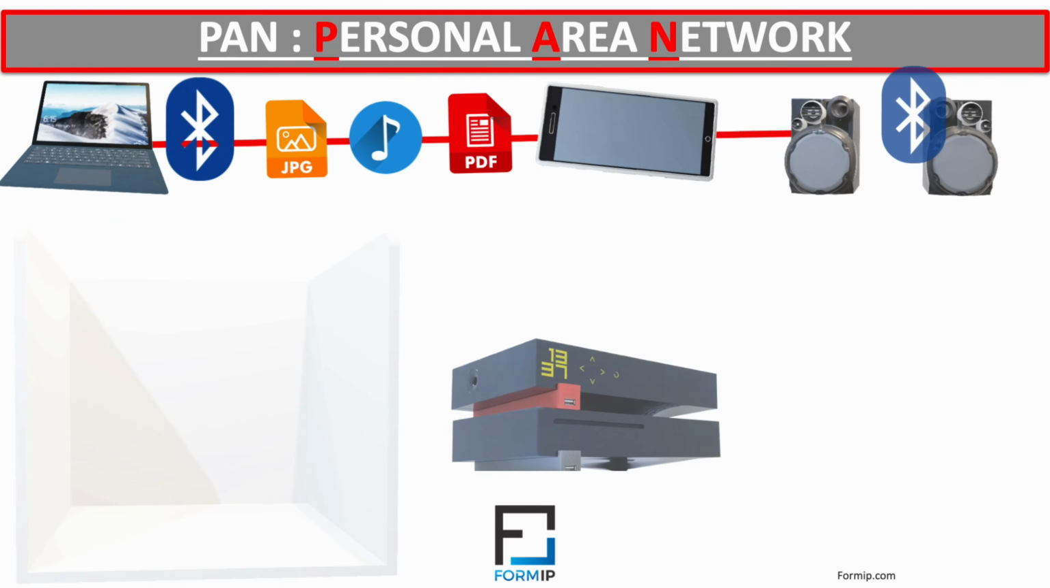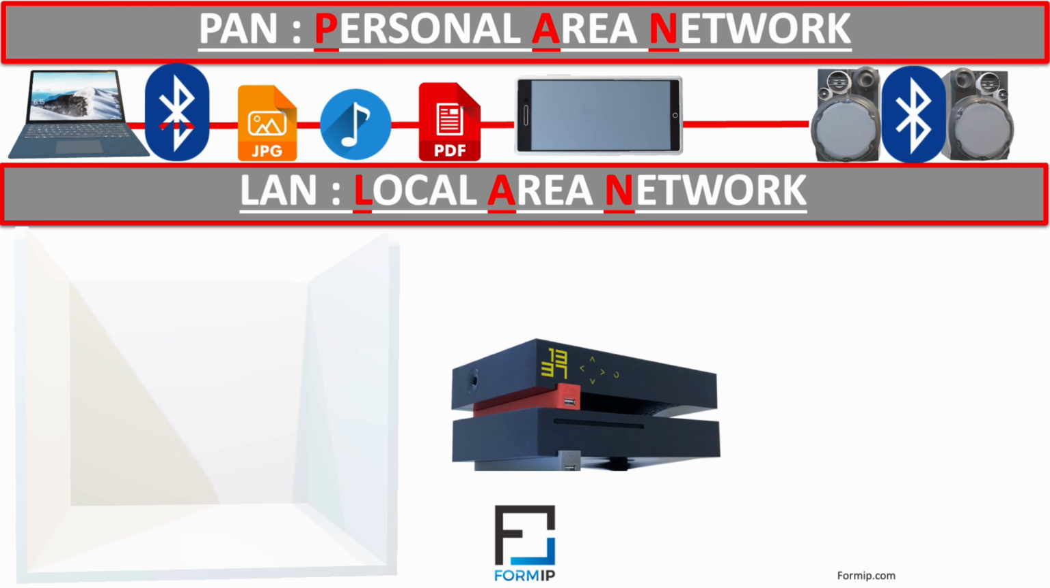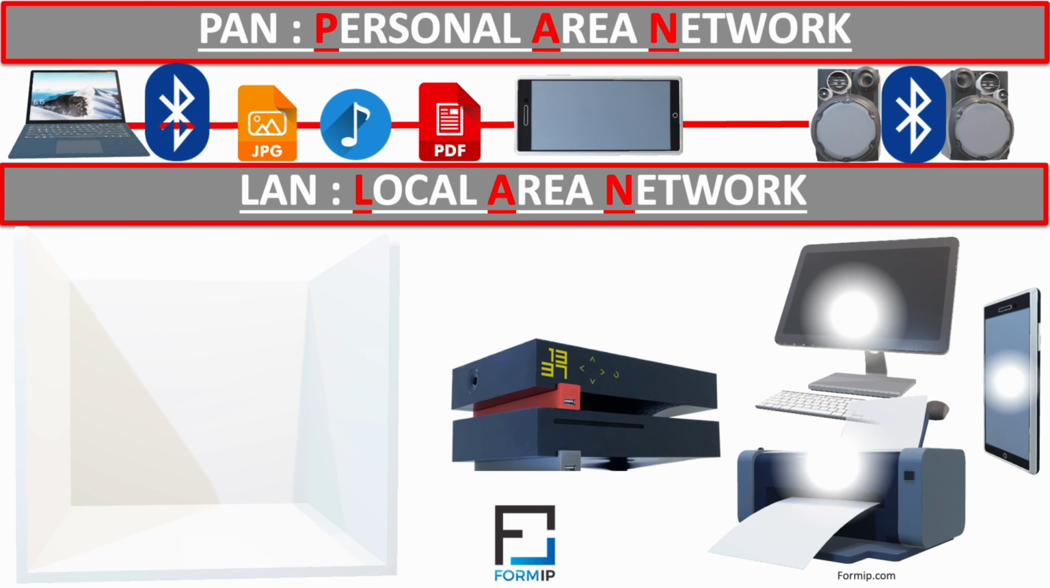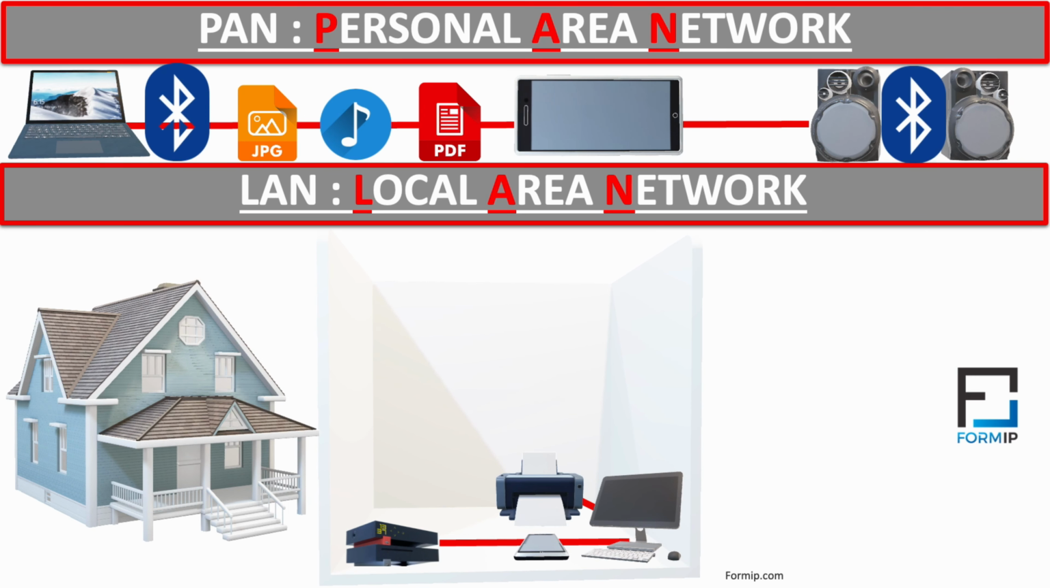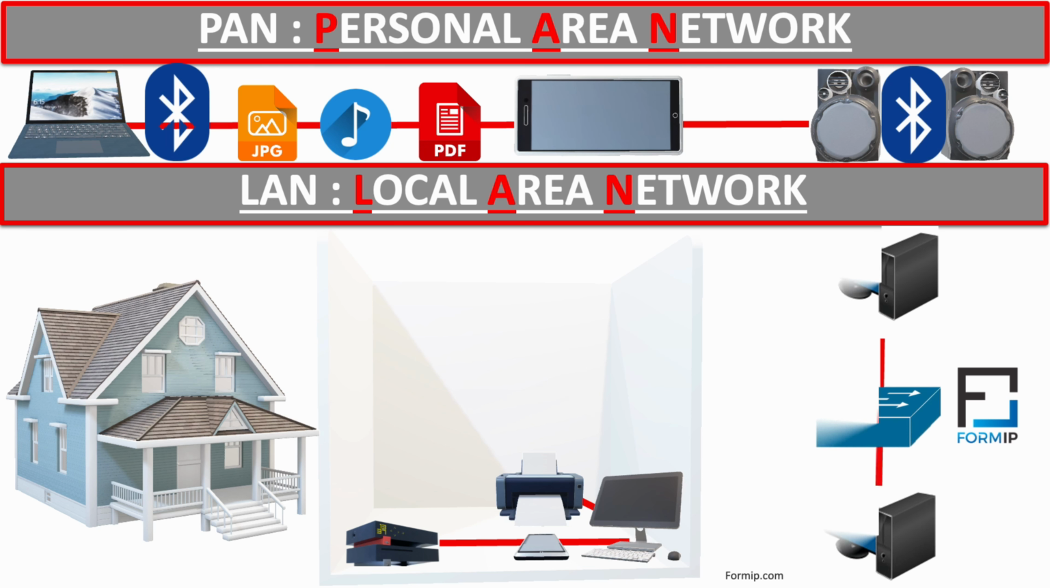LAN stands for Local Area Network. Let's move on to the LAN, which is a local network. Here, it is a group of equipment, such as computers, servers, printers, etc., which are located in the same building. That is to say, close to each other. The most common type of LAN is the Ethernet LAN. This is where there are at least two PCs connected using Ethernet cables on a switch.